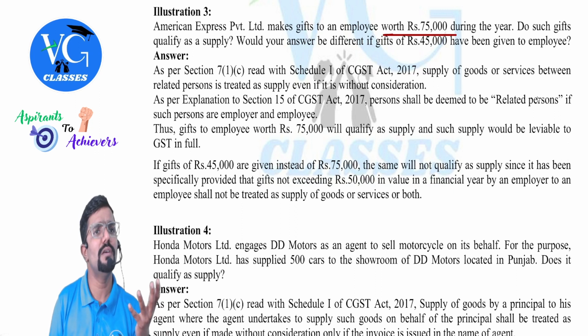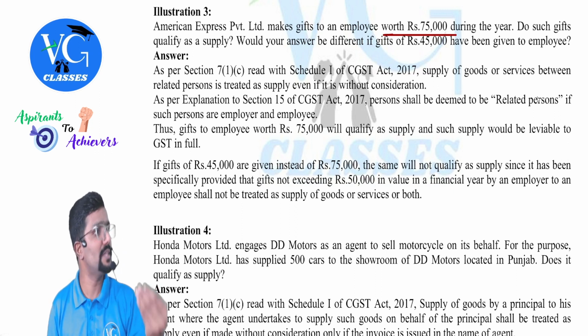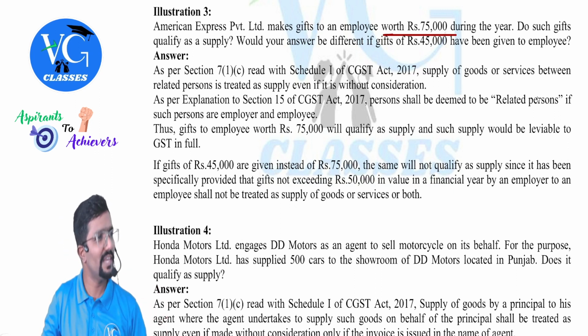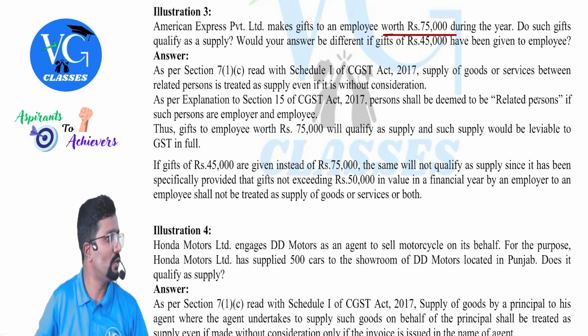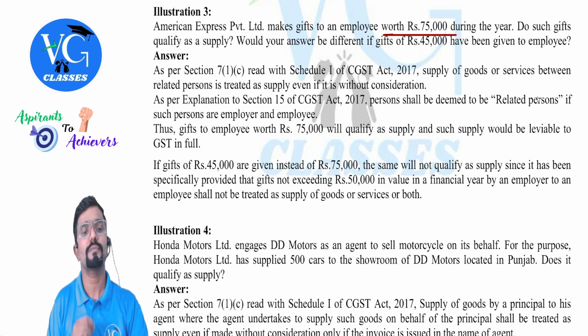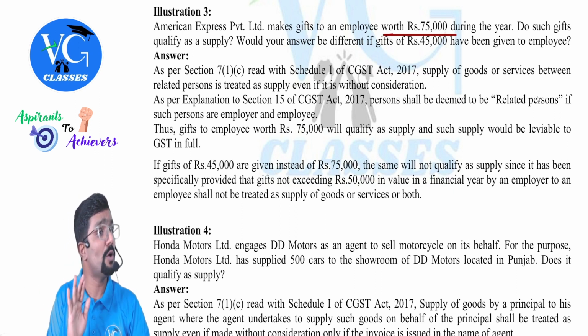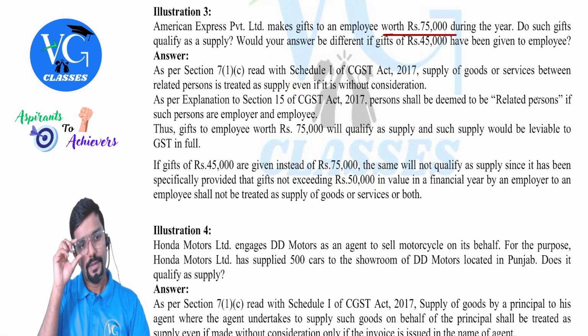Who should pay tax? Who is the supplier here? Employer, because he is giving the gift. So the employer is the supplier. Can he charge and collect GST from the employee? Yes. Or else he has to pay GST out of his own pocket. When the supplier is liable to pay GST, guys, he has a right to charge and collect it from the recipient. But what if he doesn't collect it? Then he has to pay out of his own pocket.